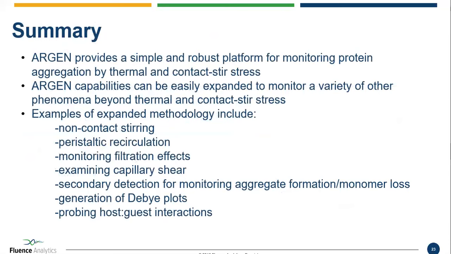For the examples of what we've shown here that are fairly easy to set up: the non-contact stirring via magnetically coupled stir systems or using stepper motors, peristaltic recirculation, as well as looking at filtration effects via peristaltic recirculation, capillary shear via reciprocating syringe pumps, and then secondary detection for monitoring formation or loss of aggregates as well as mechanistics for that. And lastly, as I mentioned, the generation of Debye plots, titrations, and probing host-guest interactions. So with that, I'll turn it over for any questions.